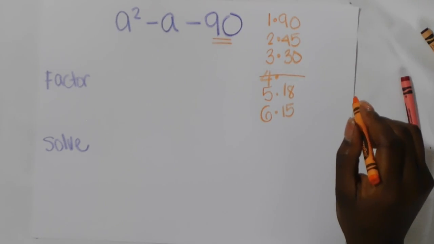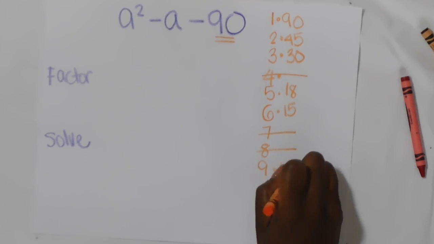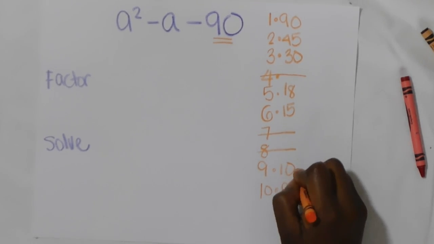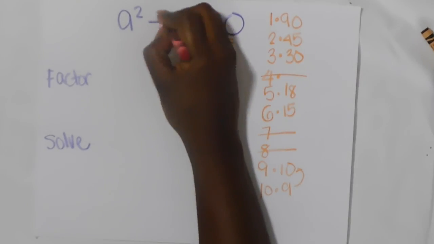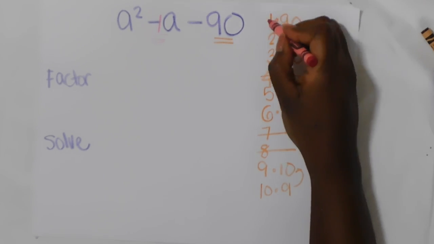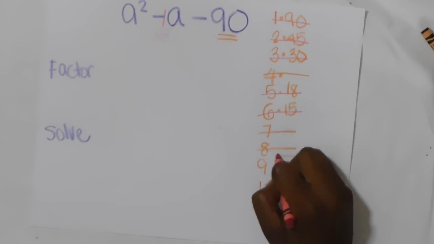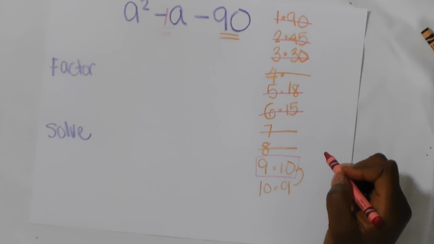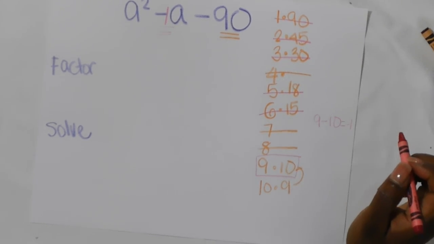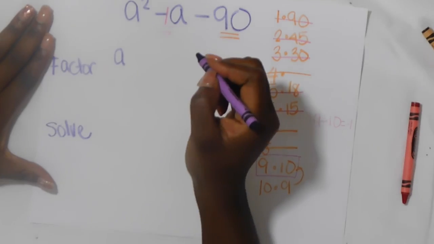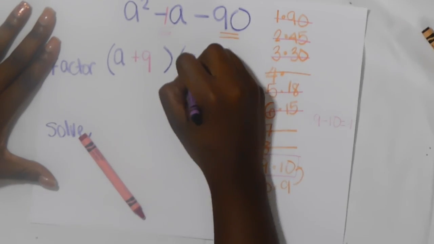Once I do that, I'm going to choose from the list which factors are going to give me the number in the middle, which is an imaginary 1, by addition or subtraction. Well, 9 and 10, because 9 plus 10 is 19, but 9 minus 10 is going to give me a negative 1, which is exactly what I want. So I've got a positive 9 and a negative 10.